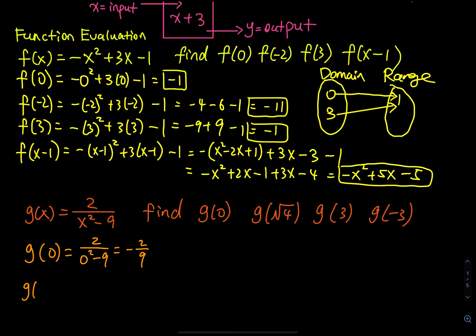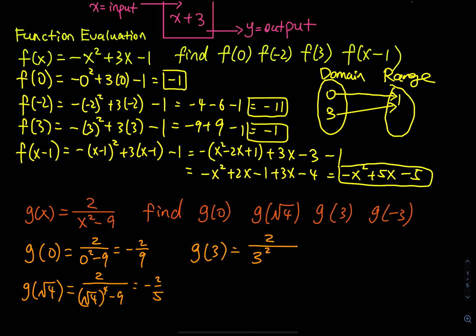And then g of root 4, you have 2 over root 4 squared minus 9. When you square the root 4, that becomes 4 minus 9, so this is negative 2 over 5. How about 3? So g of 3, you have 2 divided by 3 squared minus 9. What is 2 divided by 0 equal to? Please don't tell me that is equal to 0. 2 divided by 0 is undefined.